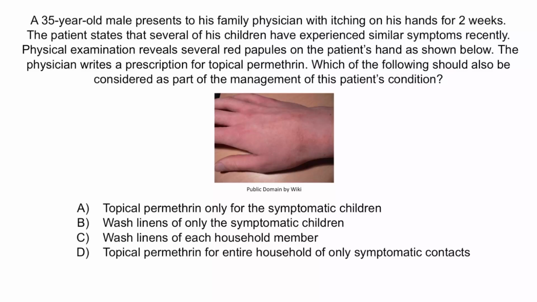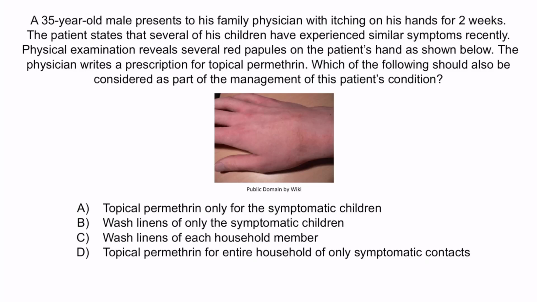A 35-year-old male presents to his family physician with itching on his hands for 2 weeks. The patient states that several of his children have experienced similar symptoms recently. Physical examination reveals several red papules on the patient's hand as shown below. The physician writes a prescription for topical permethrin. Which of the following should also be considered as part of the management of this patient's condition?